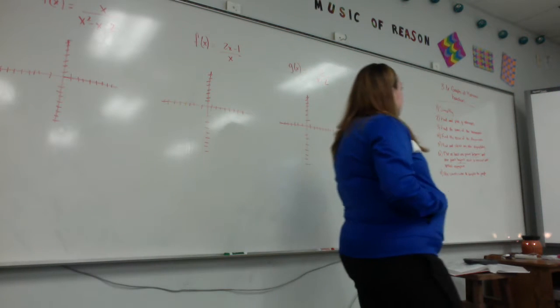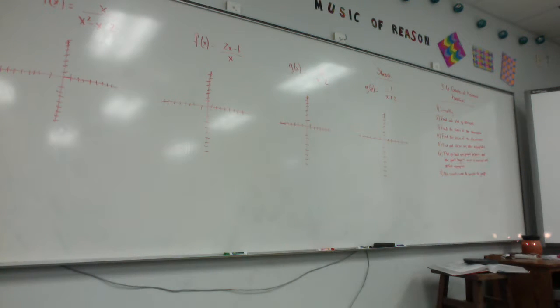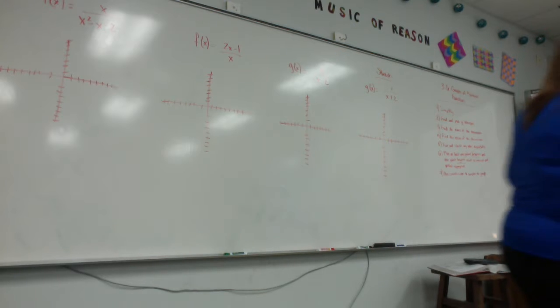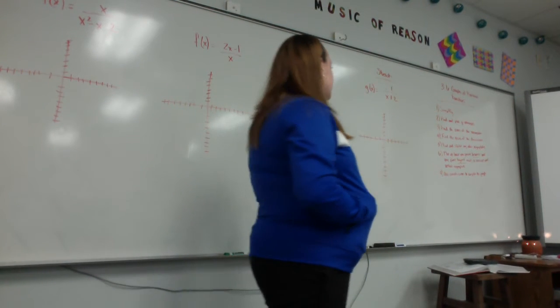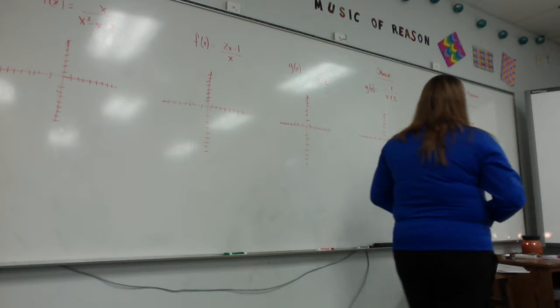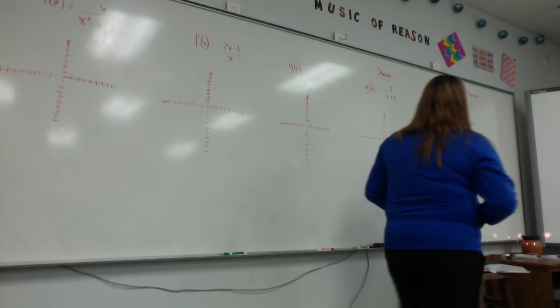3-6 graphs of rational functions. Okay, here are the steps you are going to follow for graphs of rational functions. So there are 7 steps we need to go through to figure out how to graph rational functions.